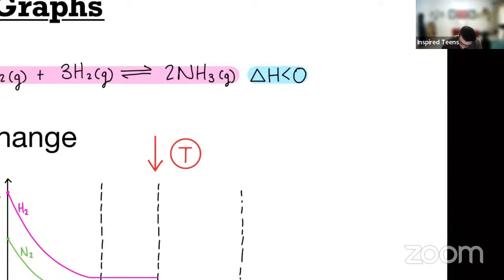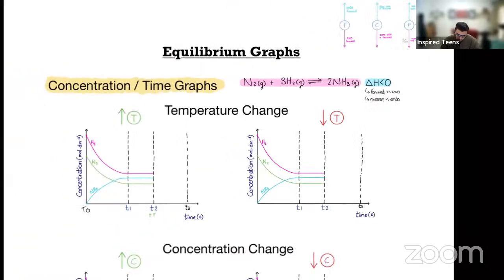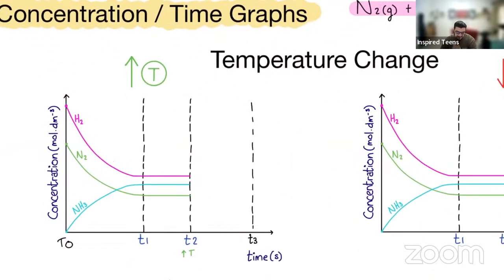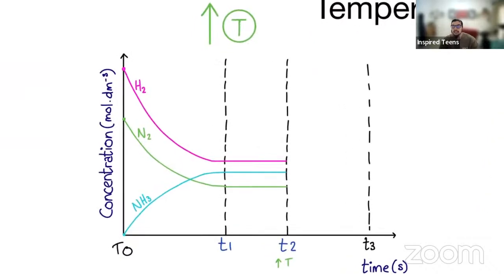So this tells us that the forward reaction is exothermic. I'm just going to write exo. The delta H given is always for the forward reaction, and if the forward is exo, then the reverse is the opposite, so the reverse is endothermic. Forward exo, reverse endo. That's for all of these graphs that we're going to discuss. Now, the first one that we're going to discuss is a temperature change, an increase in temperature.